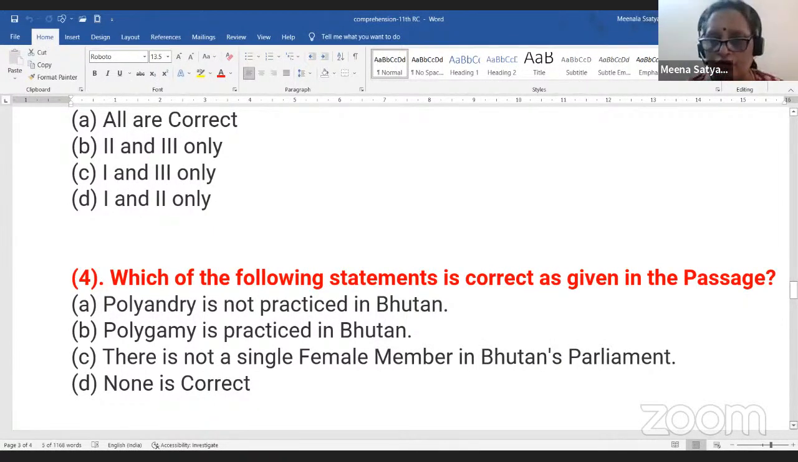Polyandry is not practiced in Bhutan. Polygamy is practiced in Bhutan. There is not a single female member in Bhutan's parliament. None is correct. Which of the following statements is correct?